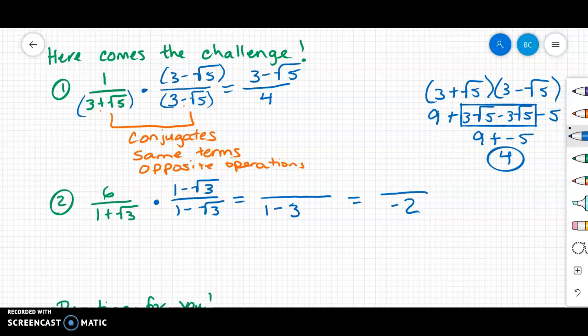Now I'm going to take care of my numerator, and notice when I'm multiplying a binomial times a constant, that constant gets distributed to both terms. So 6 times 1 is 6, minus 6 times the square root of 3.